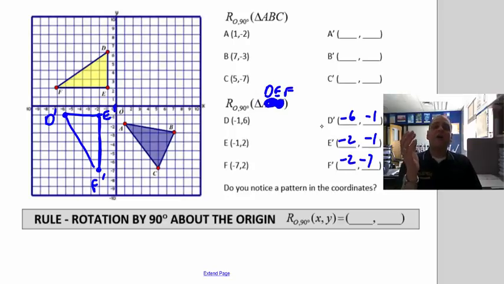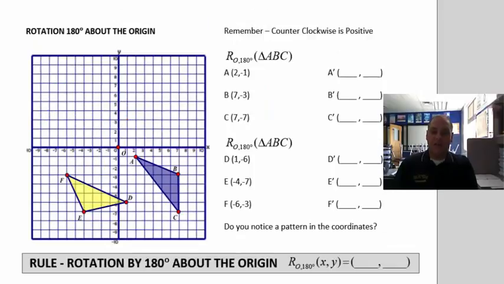So the X value switched to the Y position and it stayed the same. The Y value came to the X position, 6 became -6, and it became negative. So it's Y, -Y, positive X. The rule is -Y, positive X for rotations of 90. That's kind of how we're going to go through this here. So let's do this real quick here.